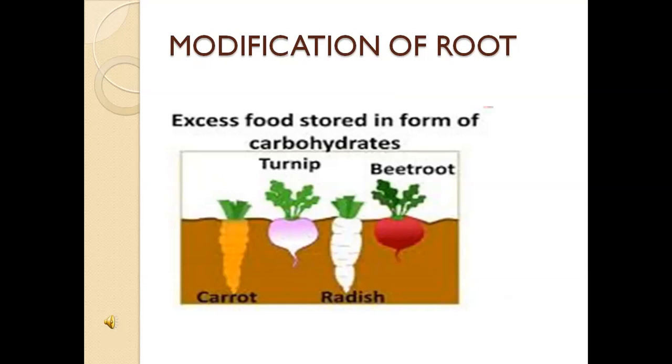First picture, carrot. The carrot shape is conical. Second, radish. Radish shape is spindle. Next one, turnip and beetroot are the shape of a top. Shapes may be different, but the food is stored as carbohydrates in the root.